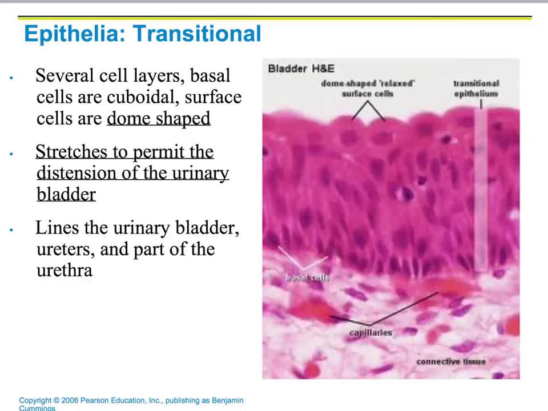Okay, transitional. These are usually several layers, and these are unique in that they have this dome shape. If you look at this picture, see how they're bubbly at the top, like bubbles? That tells you it's transitional. And you'll find this in the lining of the bladder. That way, as your bladder is filling up, it can stretch.